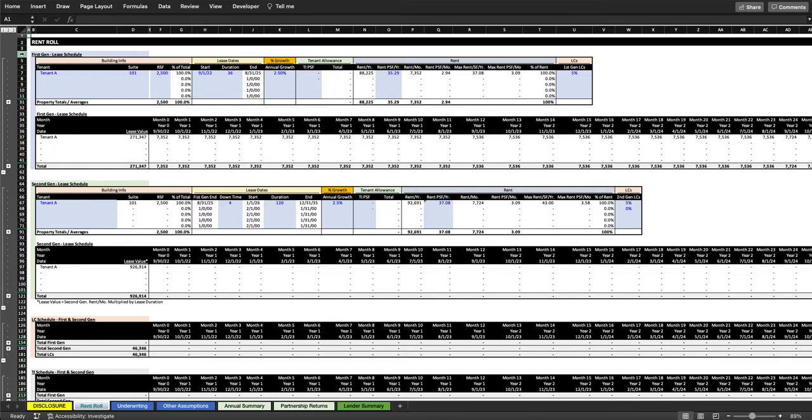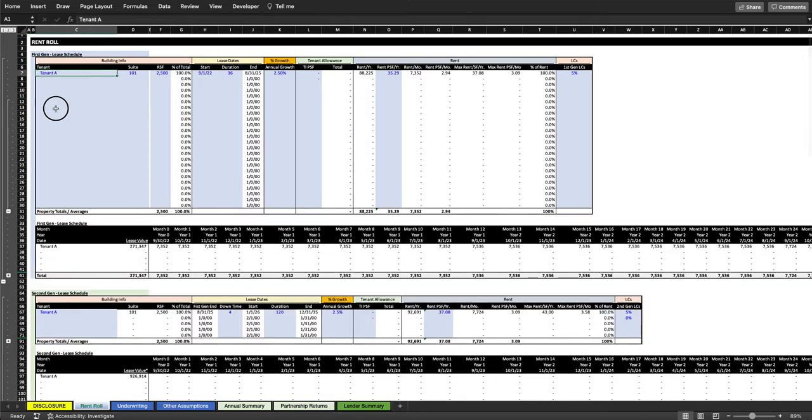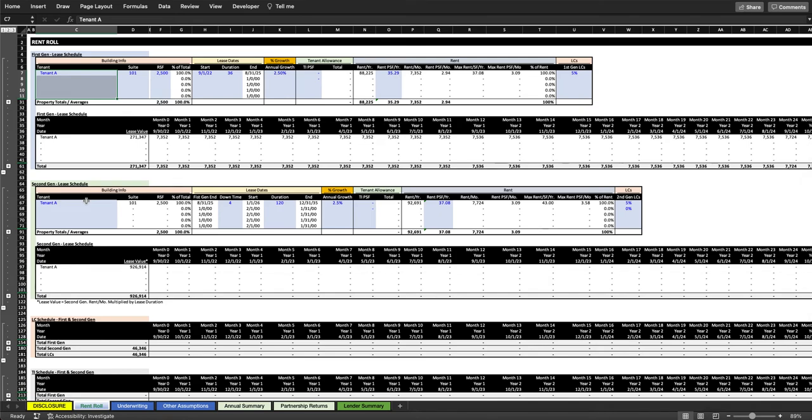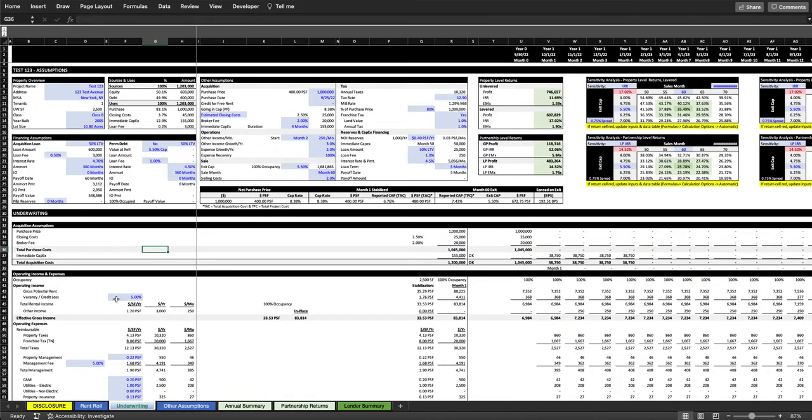You'll see it's broken out into the first generation leasing assumptions. I think you have up to 20 tenants you're able to plug in. Then you have second generation leasing assumptions, and I'll walk through this in a little more depth later. Then we have the underwriting section.